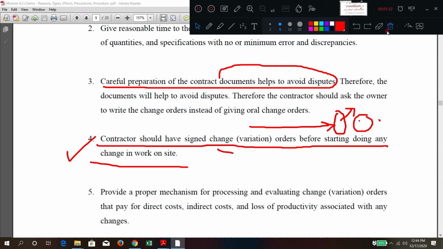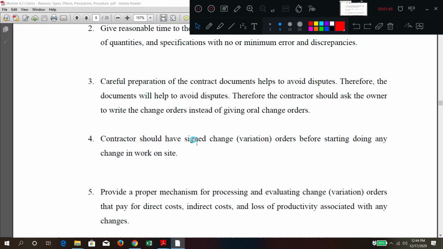Already agreed conditions were there for specification and all. If something is changed in that, both parties will sign. So both parties have to sign that change order or variation order. That has to be done.